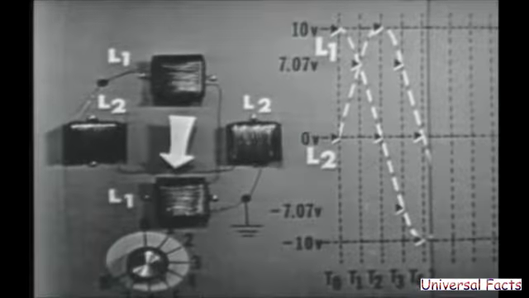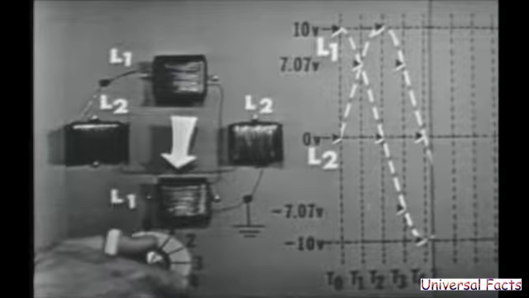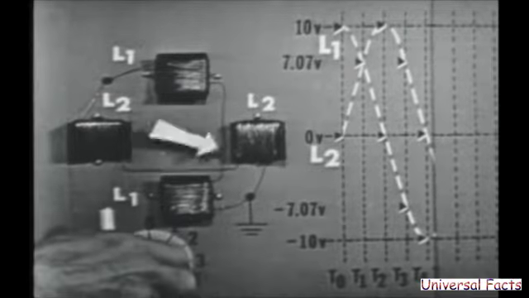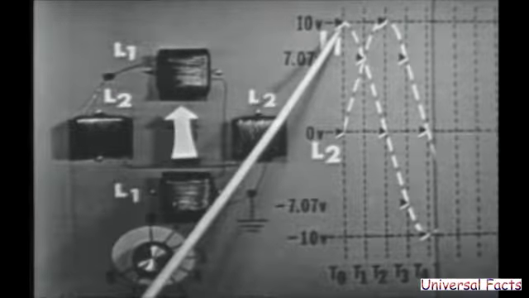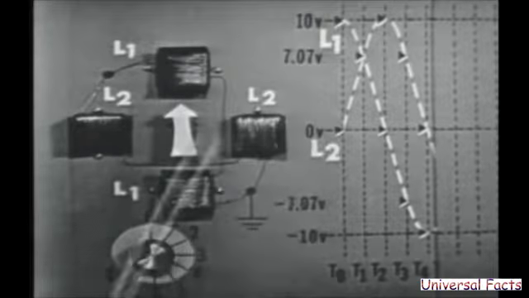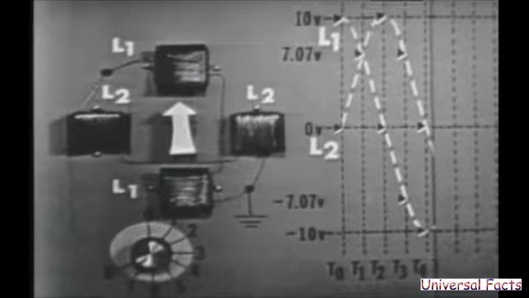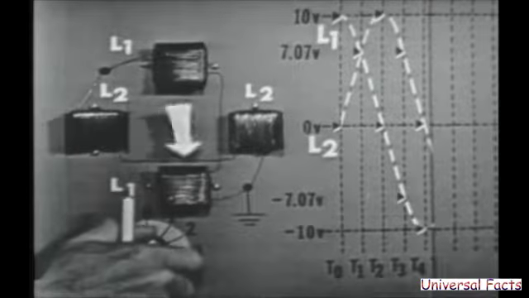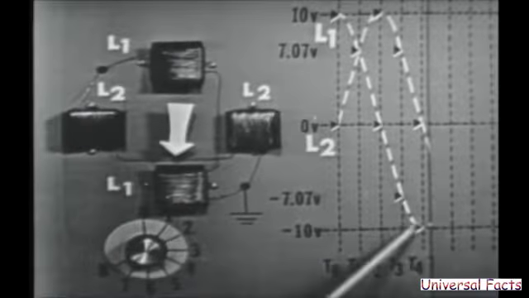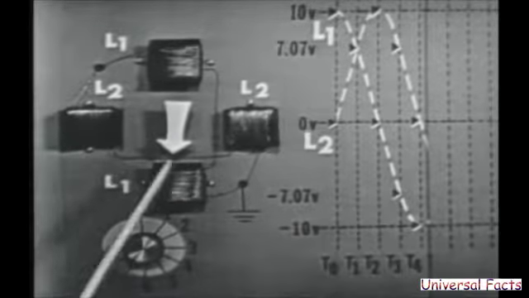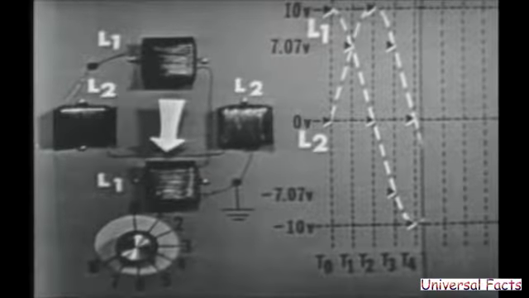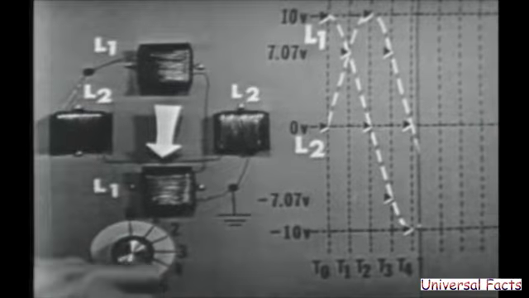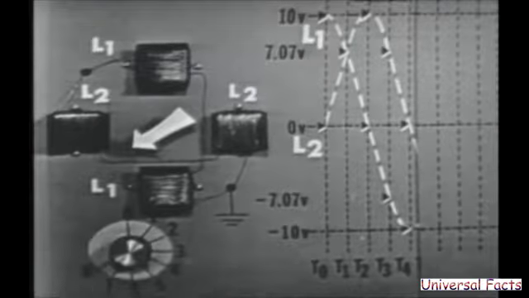Now see the difference between time 4 and time 0. At time 0, L1 was at max positive. The pointer showed that the magnetic field was moving up. However, at time 4, L1 is at max negative. The polarity is reversed, and the pointer shows that the magnetic field is also reversed. Okay, Bob, switch it to time 5.